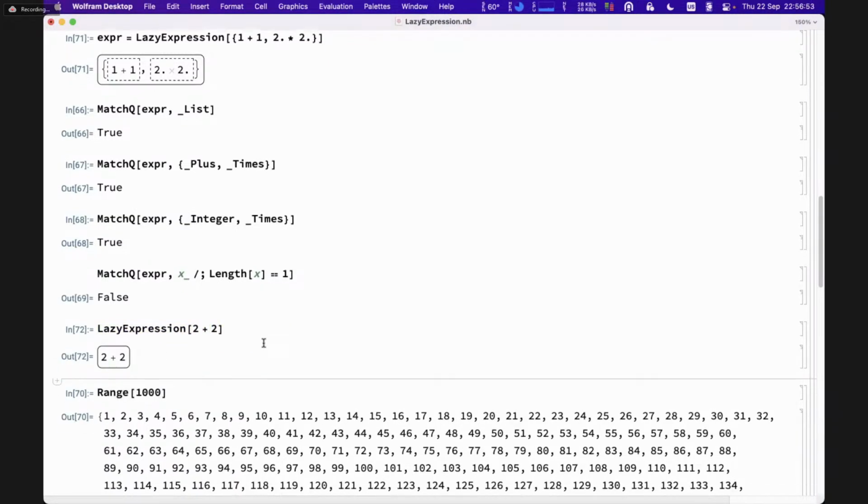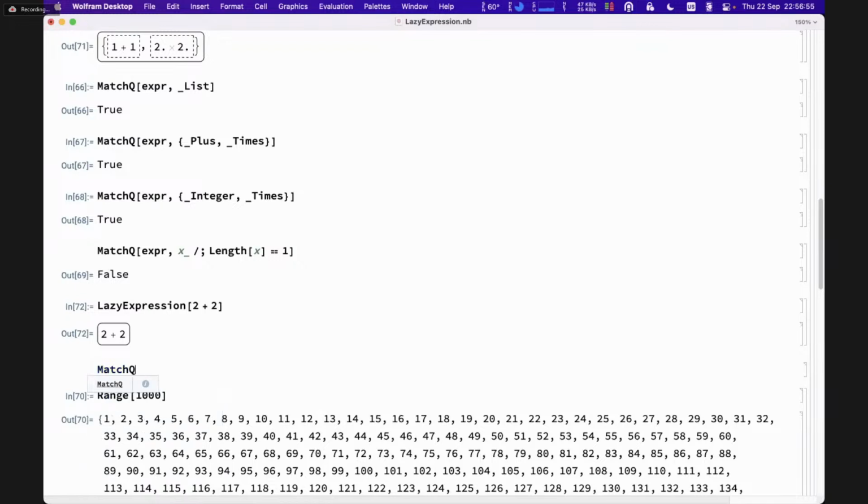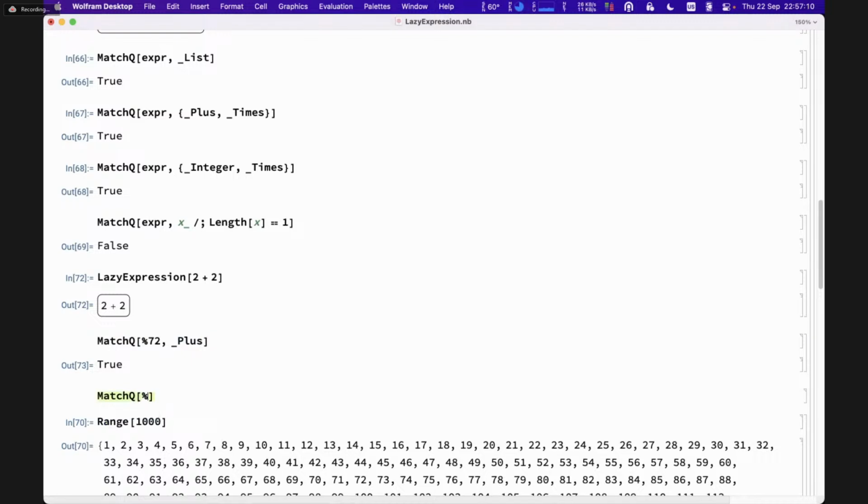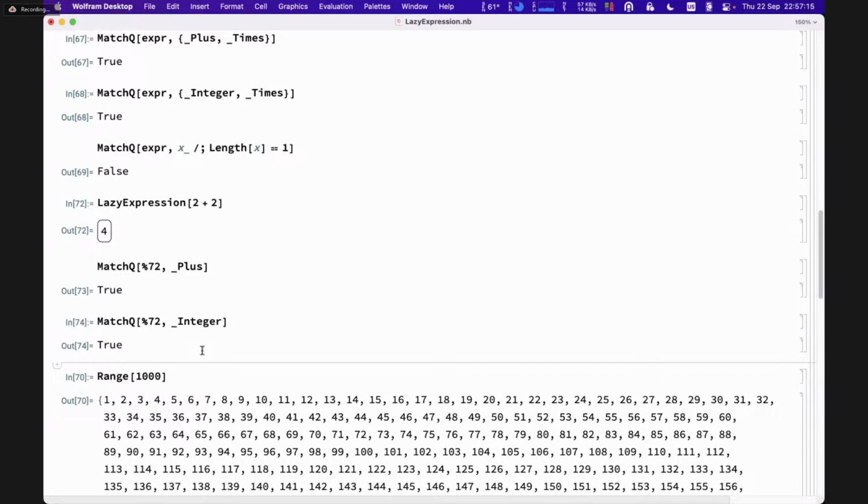Okay, so now if you say match q of that, comma, underscore plus. Okay, I think that's just wrong. %72. Okay, so if you say match q of %72, comma, underscore integer. Underscore integer, yeah, okay. I claim both these cannot both be true. I claim that's just going to blow up the world to have both of those be true. It's either one or the other. It either has head plus or it has head integer. Can't have both heads. See what I'm saying?